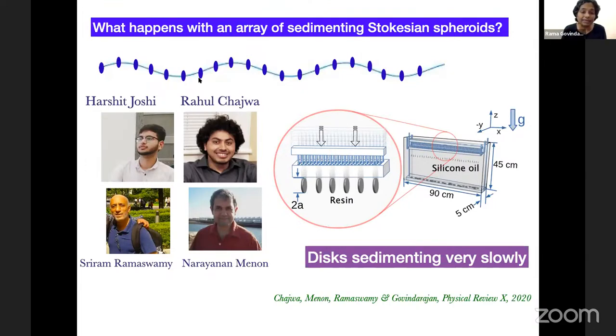Now, what happens with an array of sedimenting Stokesian spheroids? So all we've done is we've taken Crowley and instead of spheres, put ellipsoids. So that is going to be the whole of this talk. What happens to an array of ellipsoids which are in Stokes' flow?